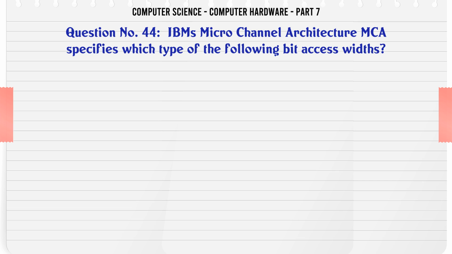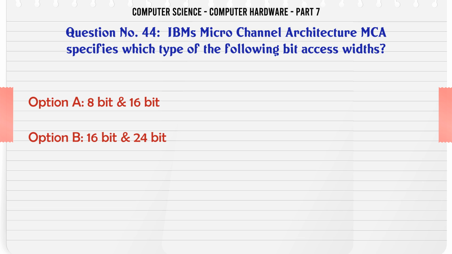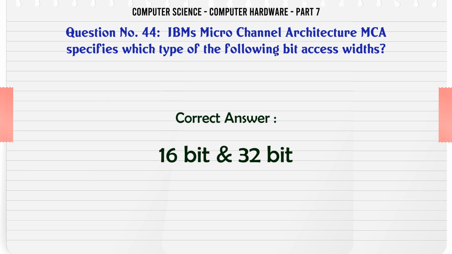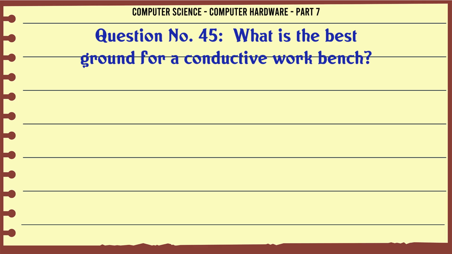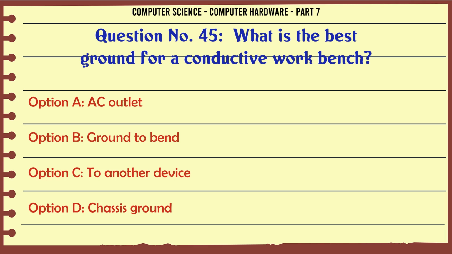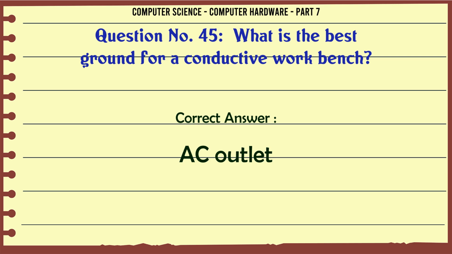IBM's Micro Channel Architecture, MCA, specifies which of the following bit access widths: A. 8-bit 16-bit, B. 16-bit 24-bit, C. 16-bit 32-bit, D. 32-bit 64-bit. The correct answer is 16-bit 32-bit. What is the best ground for a conductive workbench? A. AC outlet, B. Ground to bench, C. To another device, D. Chassis ground. The correct answer is AC outlet.